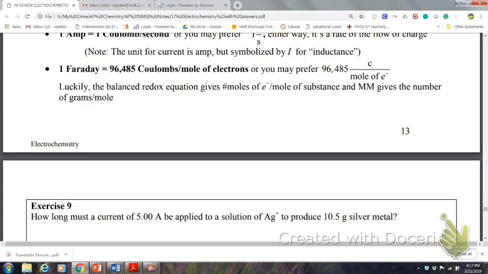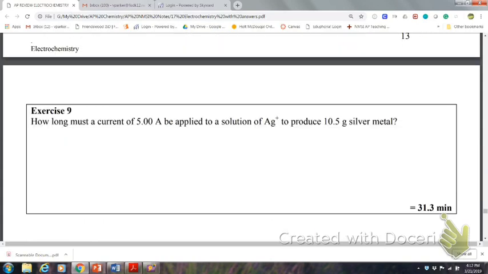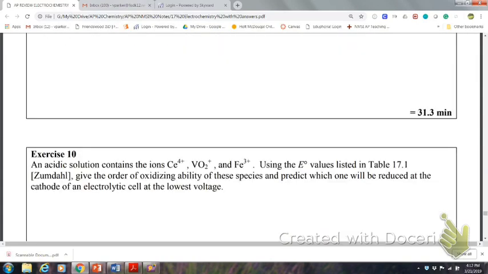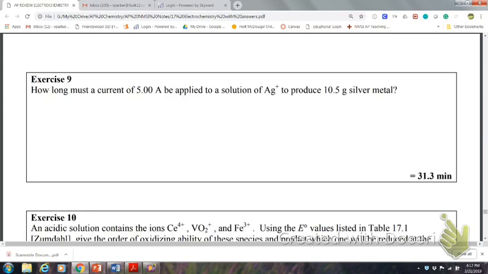So this one asks how long a current of 5 amps must be applied to a solution of silver to produce 10.5 grams of silver metal. Okay, so we know that silver is normally a +1 charge, and it says that. So we're going to start with 10.5 grams of silver metal.